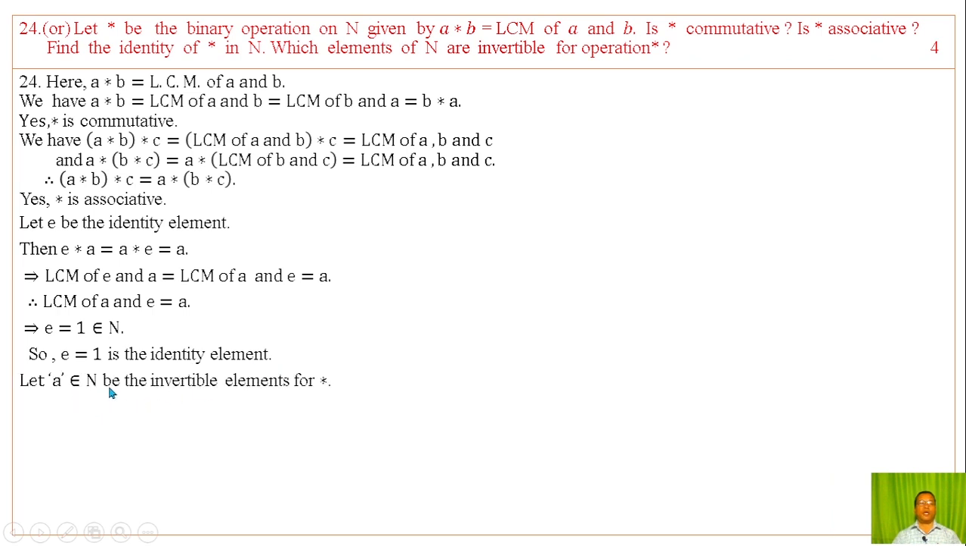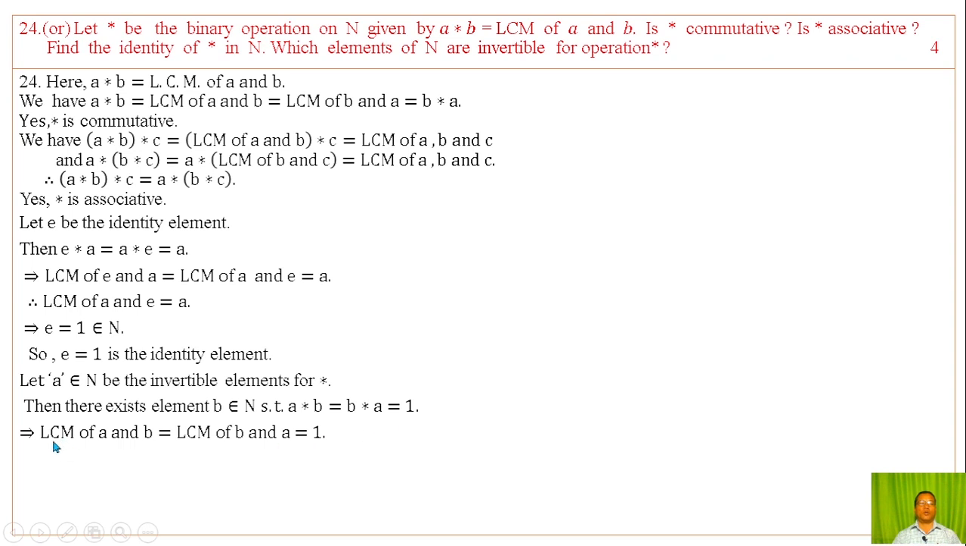Let a belong to N be an invertible element for asterisk. Then there exists element b belongs to N such that a asterisk b equal to b asterisk a equal to 1. Implies LCM of a and b equal to LCM of b and a equal to 1, which gives a and b both equal to 1. Thus 1 is the only invertible element for asterisk in N.